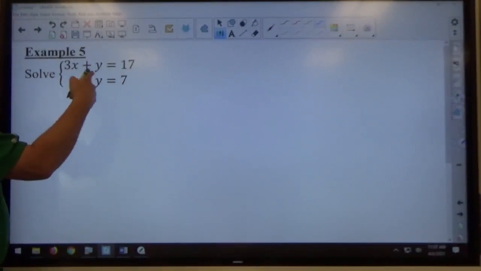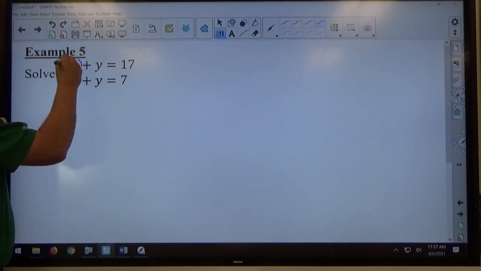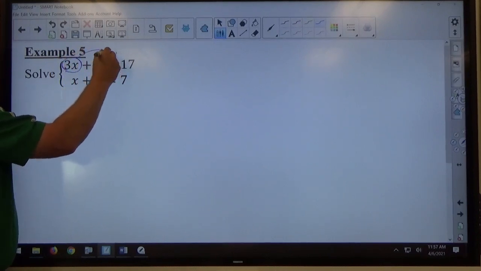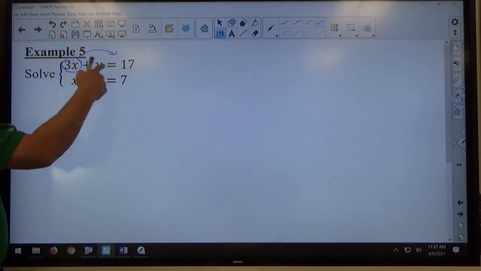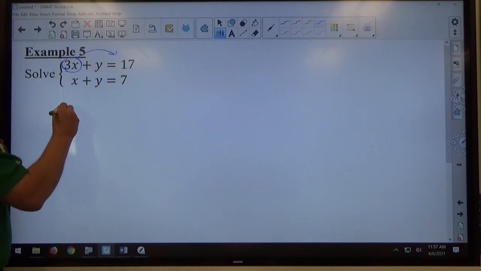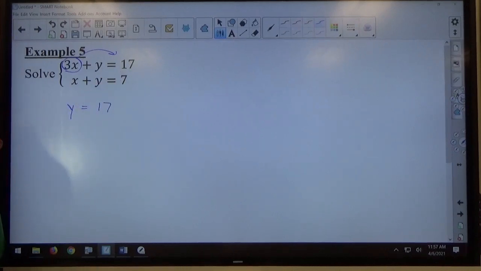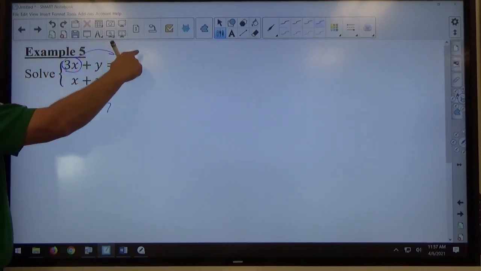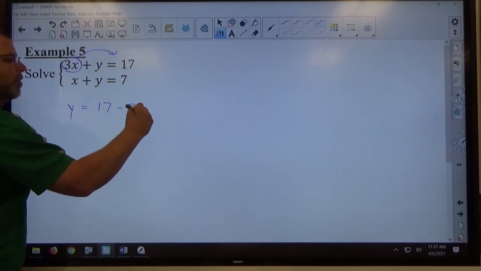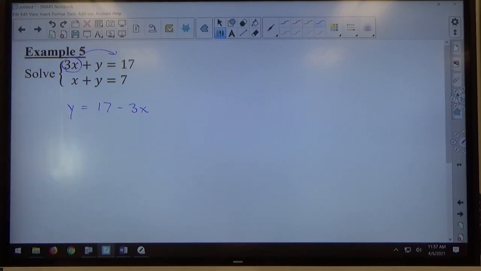So to make that happen, I'm going to take the 3x, which is here, and move it to the other side. So the top equation transforms from 3x plus y equals 17 into positive y, which is what's still there, equals positive 17. Those two things stayed where they were. They stayed the same sign. And then 3x moves across the equal sign and becomes minus 3x. Okay. That's the requirement for substitution.